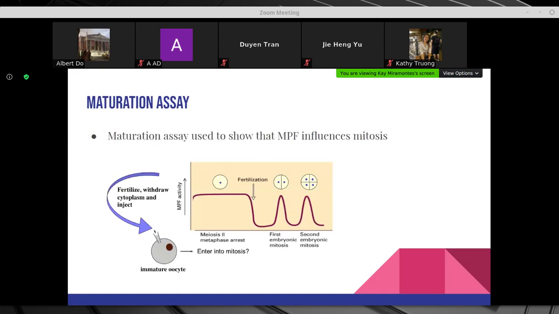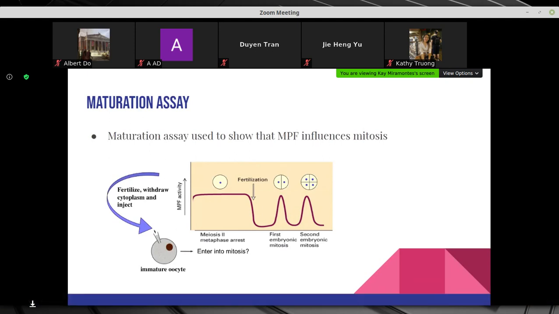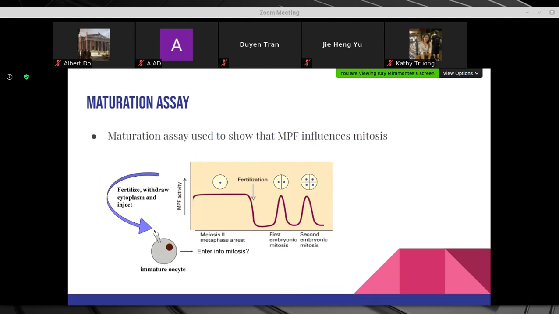So next, let's talk about the maturation assay. First, I want to talk about this figure. This figure shows that the MPF activity is high during embryonic mitosis, and it shows an oscillation pattern of MPF activity during the synchronous embryonic divisions. As you can see, the MPF activity is high during the first embryonic mitosis and the second embryonic mitosis right here. And from each stage of this embryonic mitosis, Masui extracted proteins and injected them into the immature oocyte egg, and used them as a maturation assay to see whether the oocyte eggs would go into the M phase.